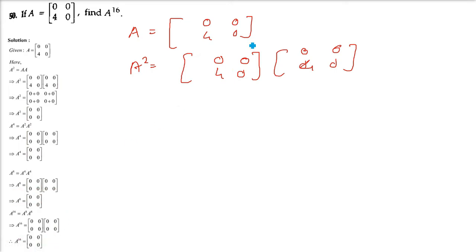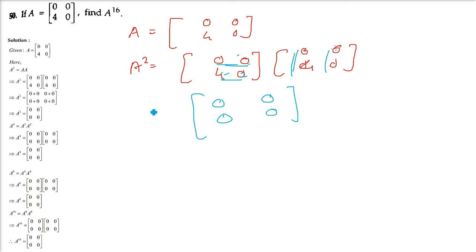See, this is row into column, 0 into 0 is 0, plus 4 into 0 is 0, so 0. And this row, this column, so you get 0. Now 4 into 0 plus 4 into 0, that is again 0. Then 4 into 0 plus 0 into 0, again 0.